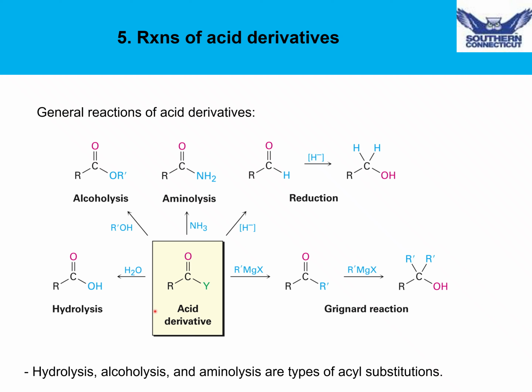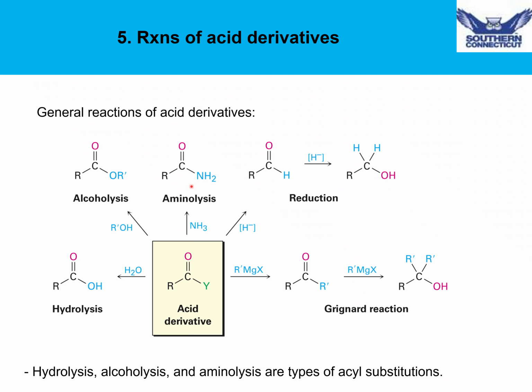In this section, we're going to look at how acid derivatives can be converted into other acid derivatives by the appropriate reaction. For example, if we add water to any acid derivative, we can turn it into a carboxylic acid. If we add an alcohol, we can turn it into an ester. If we add an amine or ammonia, we can convert it into an amide.